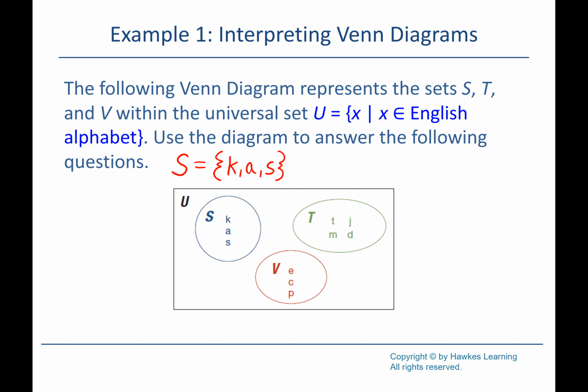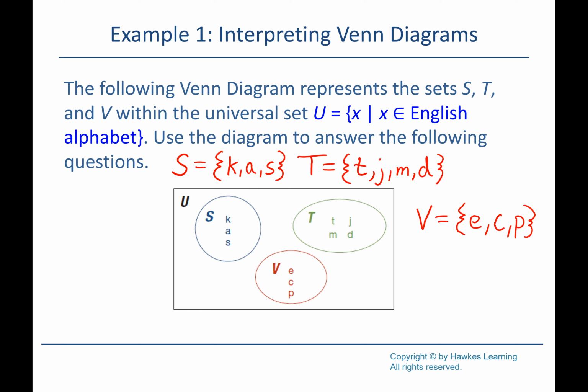Set T, we could do the same thing. We're just looking at a different oval. It might be a little hard to read, especially if you're in the back. That's a lowercase t, and then a lowercase j, and then M and D. And then what about V? Got B, C, and P. That's a little bit of a review on the roster method there.